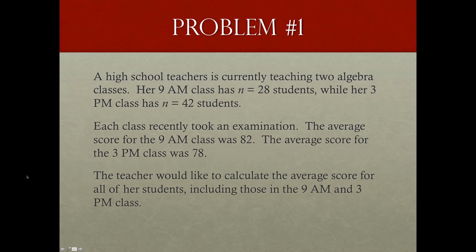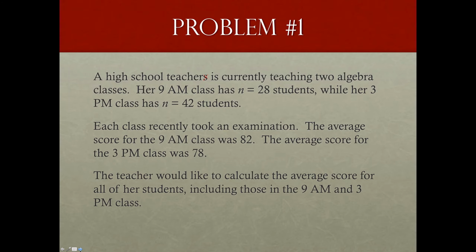Okay guys, problem number 1. A high school teacher is currently teaching 2 algebra classes. Her 9 a.m. class has 28 students. Her 3 p.m. class has 42 students. Each class recently took an examination. The average score for the 9 a.m. class was 82. The average score for the 3 p.m. class was 78. The teacher would like to calculate the average score for all of her students, including those in the 9 a.m. and the 3 p.m. class.